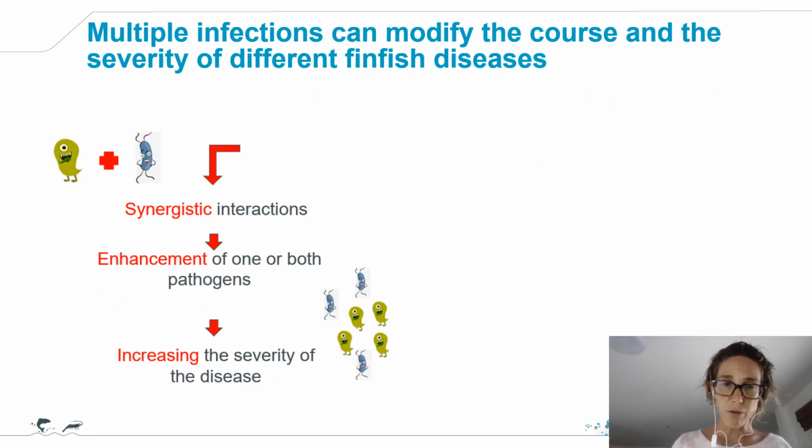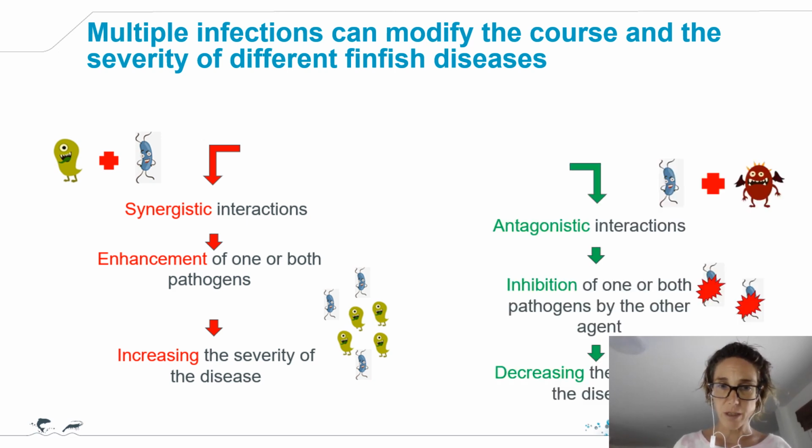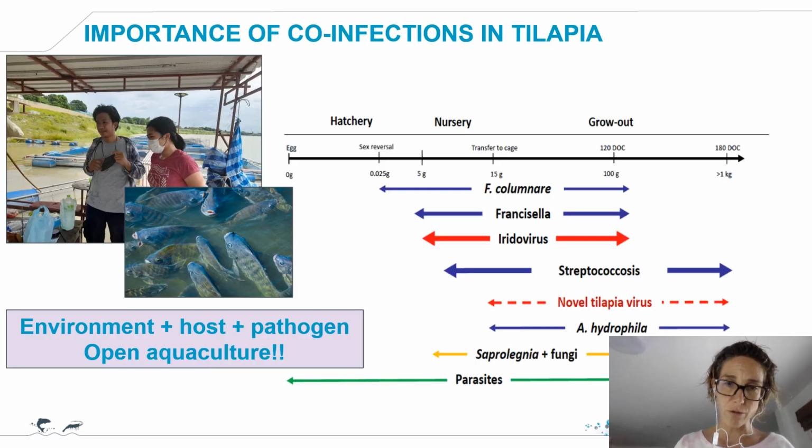Multiple infections, of course, can be synergistic, when there is an increase in the severity of the disease, and antagonistic, when there is a decrease in the severity of the disease. So they can actually modify the course and the pathogenicity of the agents, the course of the disease.